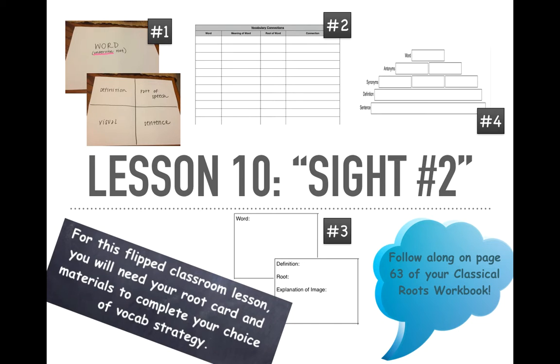We are on to lesson 10, which is another lesson all about sight. For this flipped classroom lesson, you're going to need your root card, the materials to complete your choice of vocab strategy, and if you'd like, you can follow along on page 63 of your workbook. Remember, you're choosing between note cards, vocab connections, word pyramids, and vocab visuals.